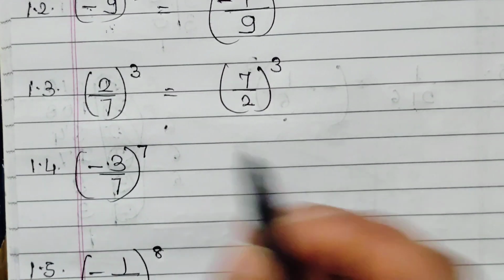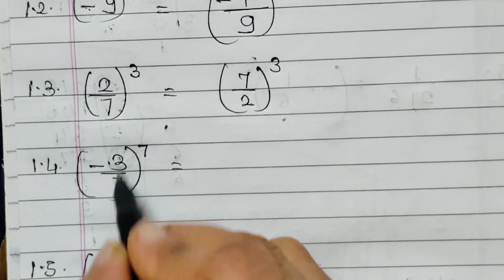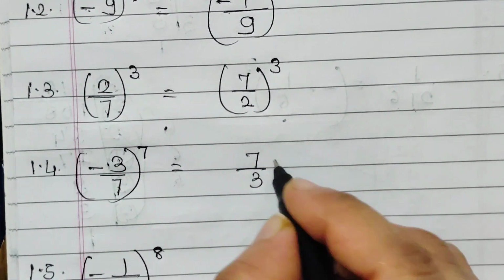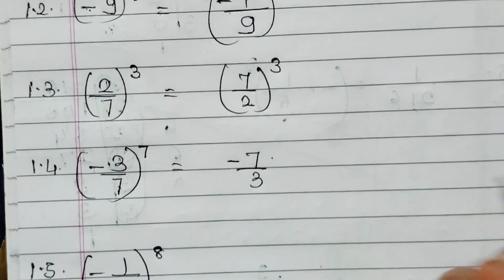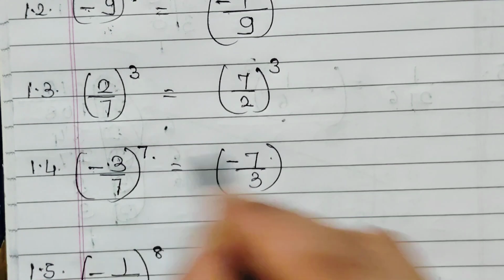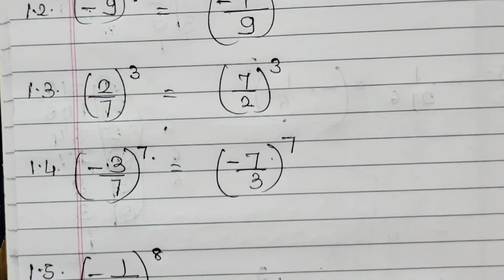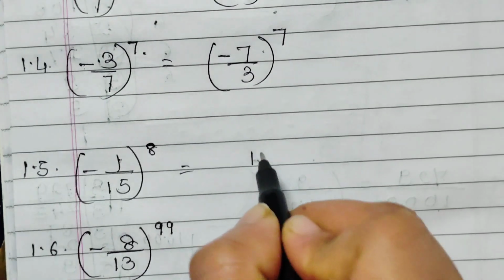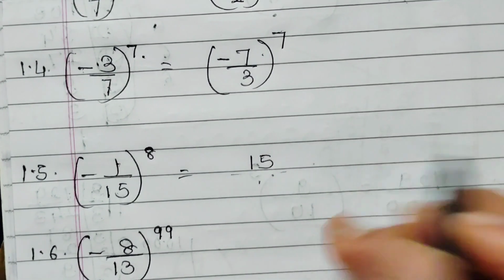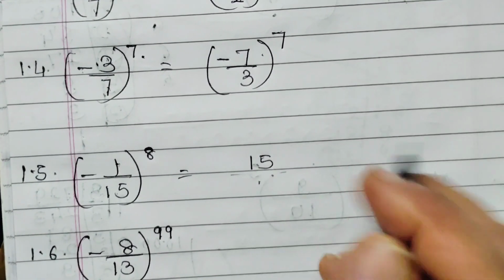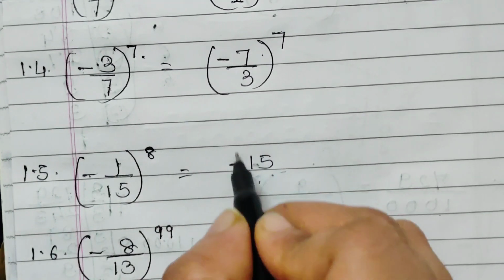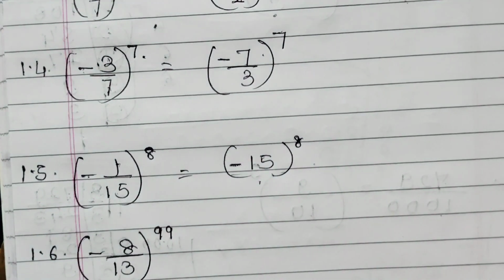Next, minus 3 upon 7. First we'll write the numbers: 3 upon 7 will become 7 upon 3, and the minus sign will keep up only in the numerator, raised to 7. Next, 1 upon 15 will become what? 15 upon 1, so we keep only 15, and the minus sign will come here, the whole raised to 8.